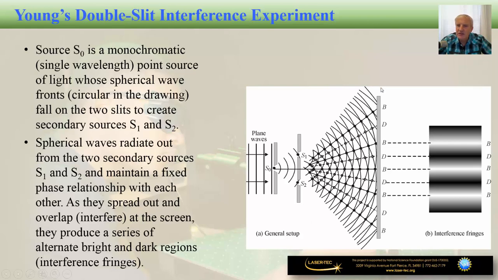So if you put the screen at a certain location away, you're gonna see that at certain locations you're gonna have a constructive interference that would be resulting in these bright spots. And then there's also certain locations where you have a destructive interference, where the positive and negative peaks of the two waves are canceling out. At those locations, you're gonna have dark spots on the screen.